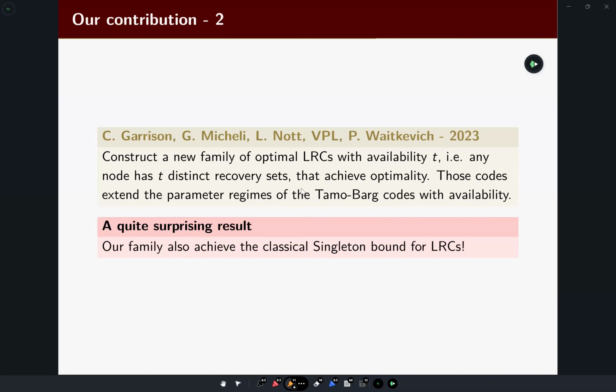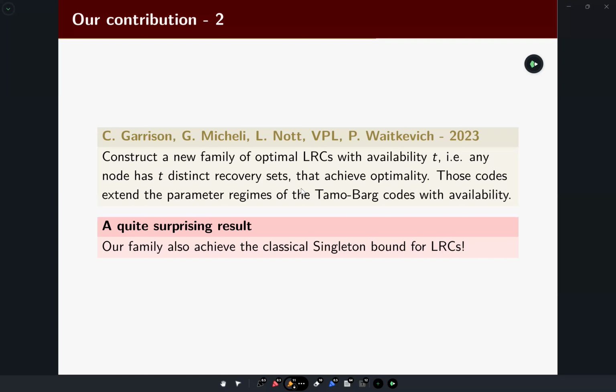And not only that, but we were able to prove that our family of codes with availability is optimal, not only with respect to the generalized locally recoverable code with availability Singleton bound, but also for the classical standard Singleton bound for locally recoverable codes. That is a quite surprising result, because we add one property, which is availability, while we still attain the bound for locally recoverable codes that usually don't have availability.